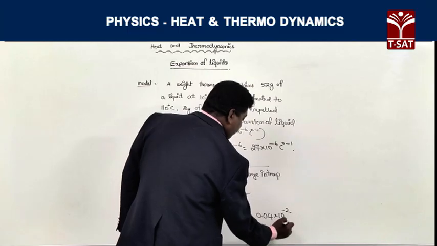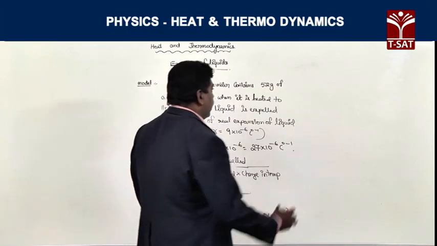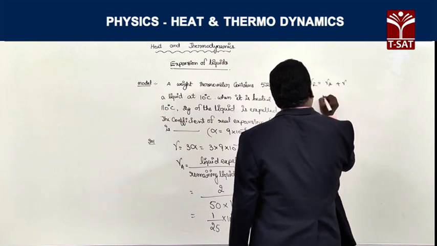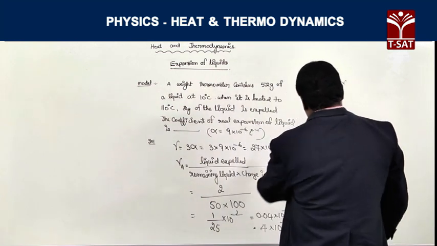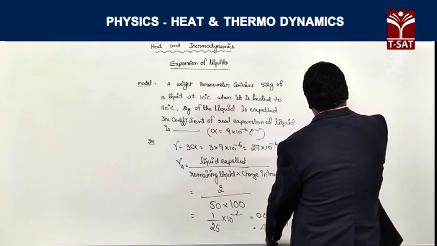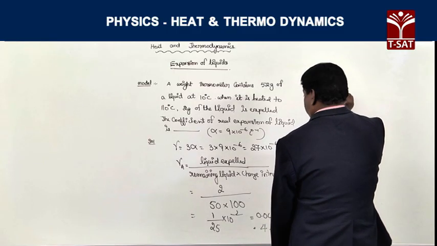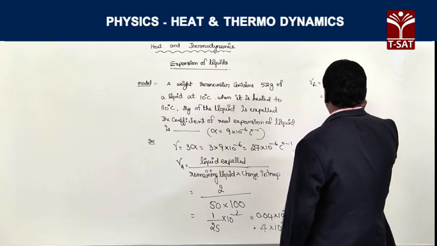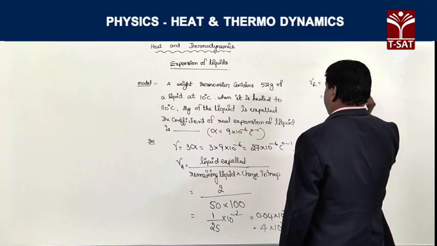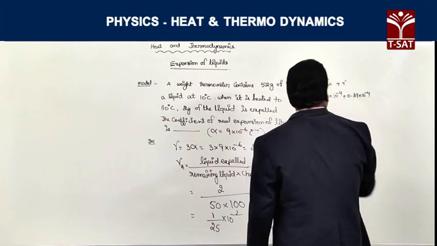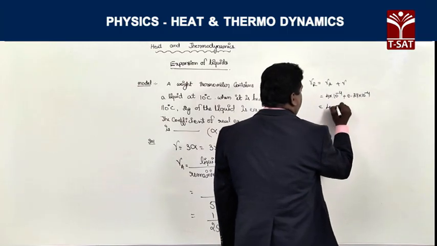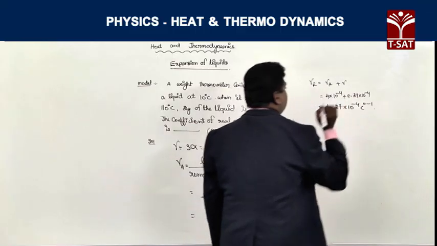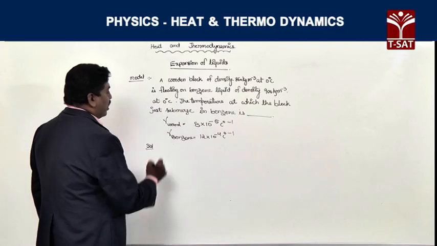And gamma_R equals gamma_A plus gamma. So gamma_A is given as 4 into 10 to the power of minus 4, whereas gamma is 0.27 into 10 to the power of minus 4. On adding we get 4.27 into 10 to the power of minus 4 per degree Celsius. Let us try another model now.